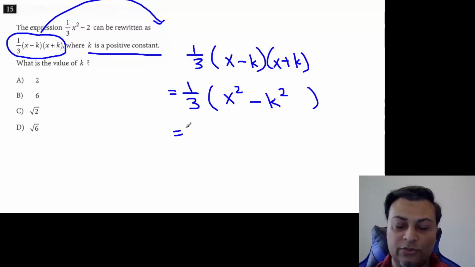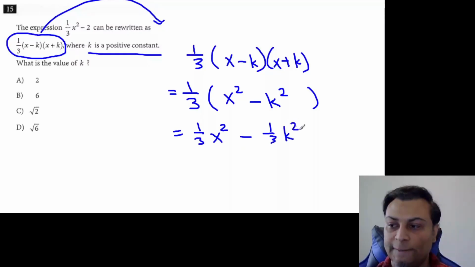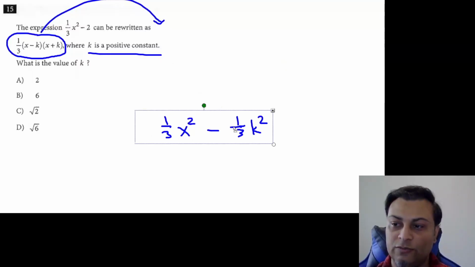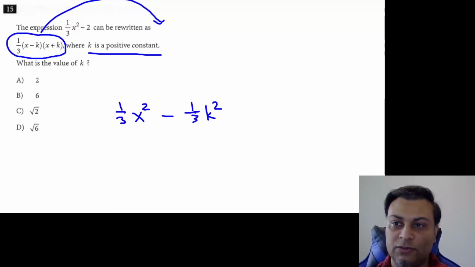Now we can distribute this. 1/3 x squared minus 1/3 k squared. Okay, so that's all there. And we are told that that is equivalent to this, 1/3 x squared minus 2. So let's put that down. We can of course move this over here. This is equal to 1/3 x squared minus 2.